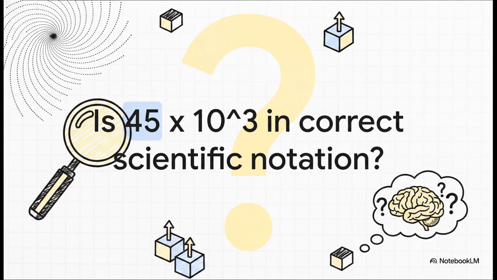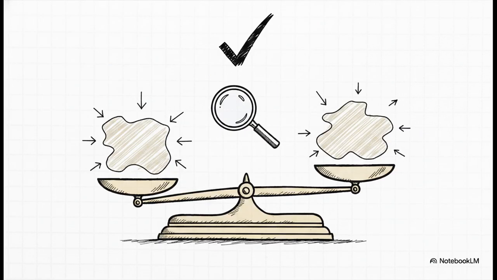Teachers absolutely love to throw this specific trick on exams to see if you're truly paying attention to those golden rules or if you're just sort of cruising on autopilot. So look at this. Is 45 times 10 to the power of 3 written in correct scientific notation? Take a second. What do you think? No, it is absolutely not.